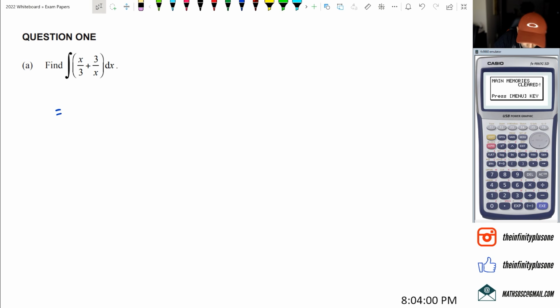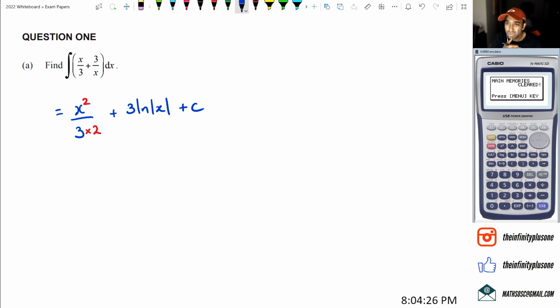So in this case, what we've got is x squared over, so x over 3 first, and because it's raising the power by 1, it's going to be 2, and then dividing by the new power which happens to be 2, plus 3 over x just integrates to 3 ln of x, and of course don't forget the plus c.